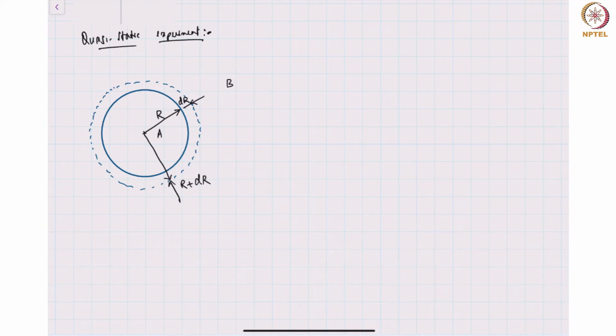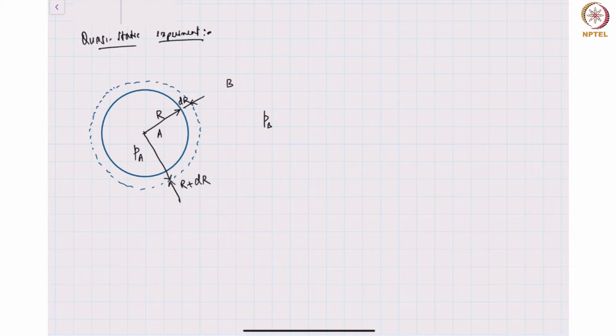Okay, so the pressure inside is PA and the pressure outside is PB. This is a quasi-static experiment. There is no motion, or if there is motion, it's so slow that viscosity has no role to play. The question that we are interested in asking is, what is the relationship between the pressure inside and the pressure outside?